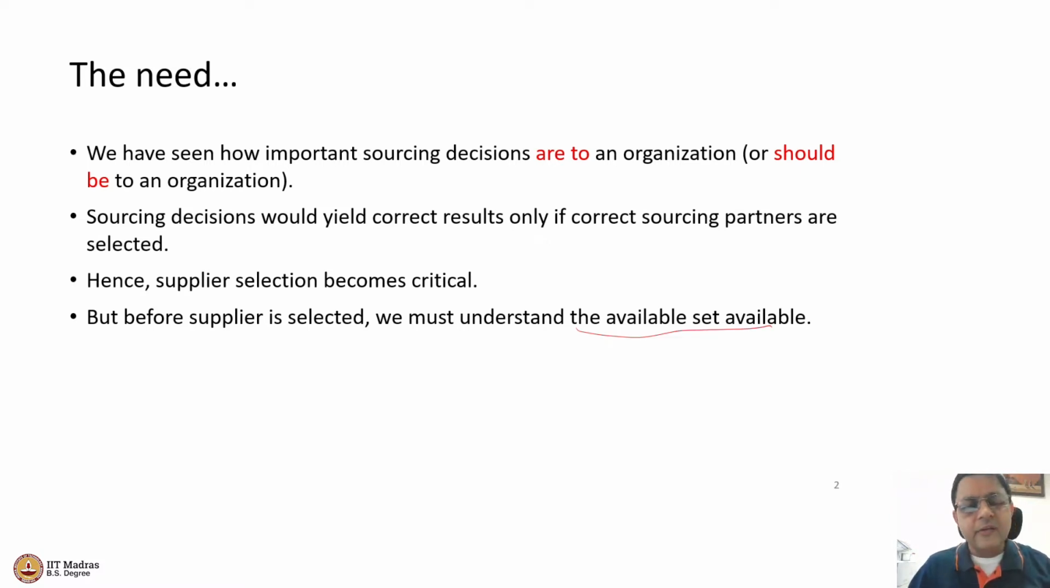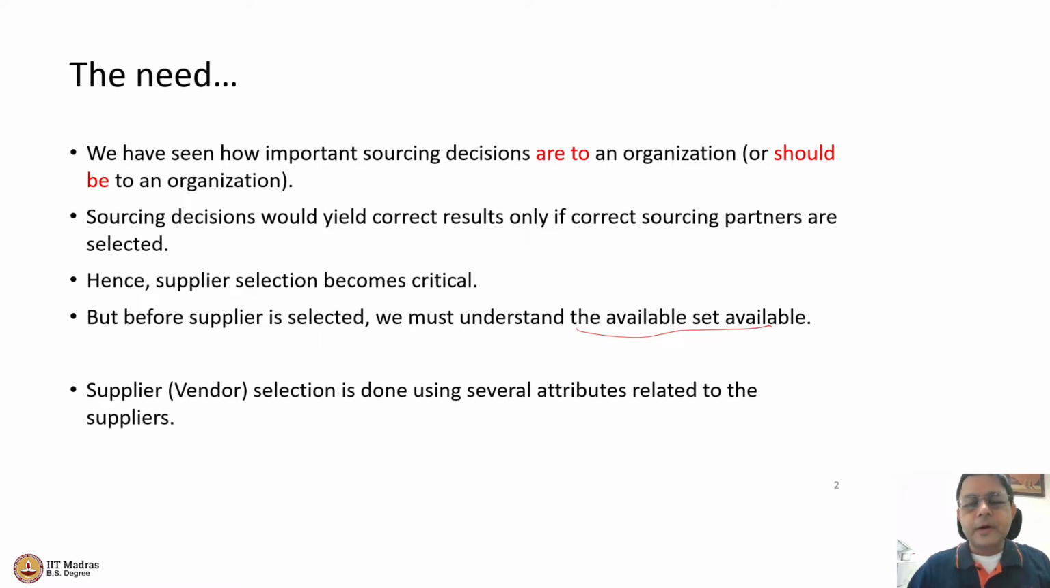In this session, we are going to use a quantitative method to help us segment this set of suppliers who may be available in the market, right? Now, vendor selection is usually done using several attributes. So we may look at what their capacity is. What is their lead time? Lead time is the time between the organization giving the order to the supplier and the supplier delivering the product or service to the organization. That time gap is called the lead time.